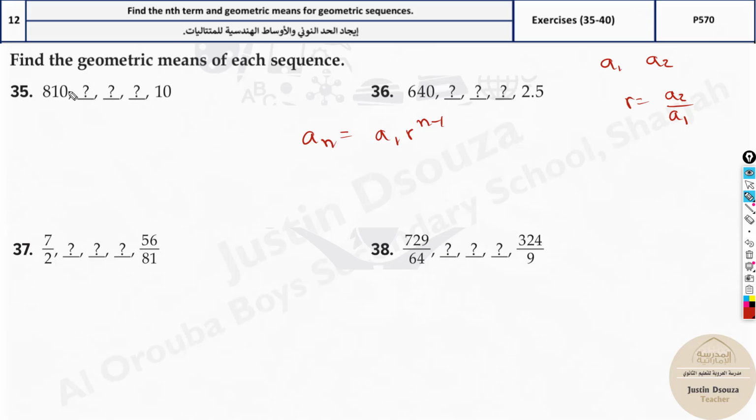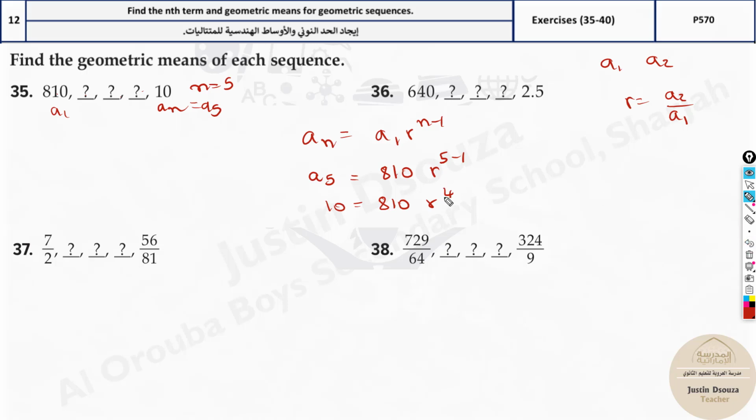But we know how many terms there are, right? 1, 2, 3, 4, 5. So I can tell n is equal to 5. The first term is 810. This is the nth term, that is 5, right? An is a5 in this case. So can we substitute and try something? An, that is a5 over here, because there are 5 terms only, will be equal to a1, which is 810. R is unknown. What is this n? n is 5 minus 1. Now what is a5 over here? It's 10. So 10 equals 810 r to the power 5 minus 1, that is 4.